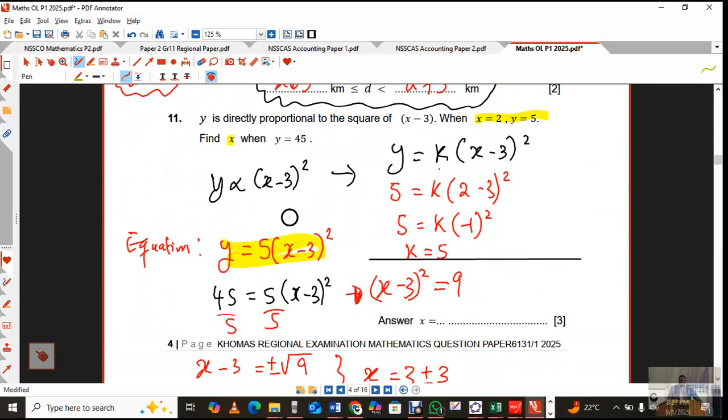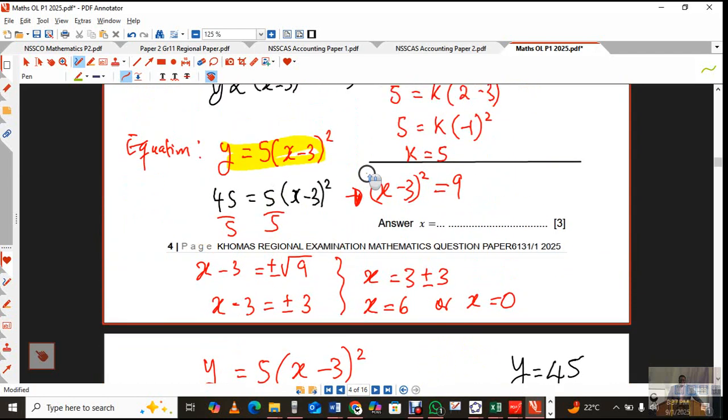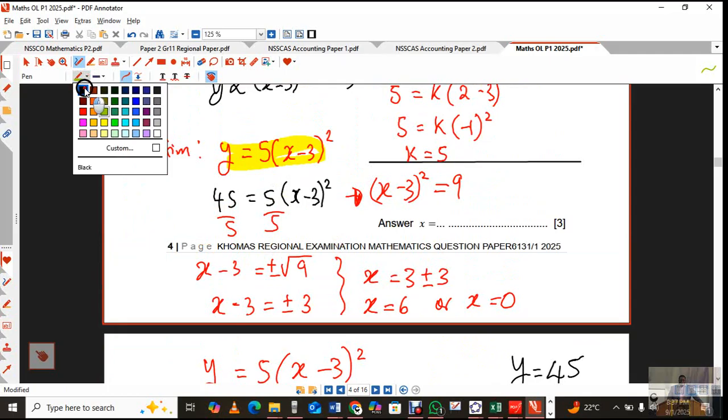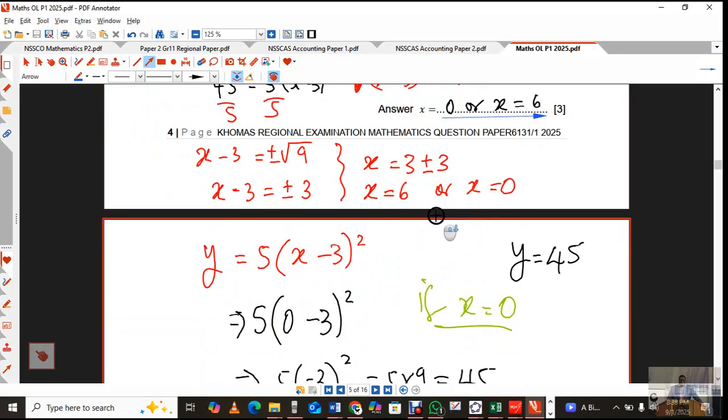So this answer has got two solutions. Okay, x equal to 0 or x equal to 6. For me, these two answers are exactly correct. There are two answers. The moment you are dealing with this square root stuff and you have to take the root of something, you have to be careful, and then you have to check. Okay, all right. So those are the solutions.